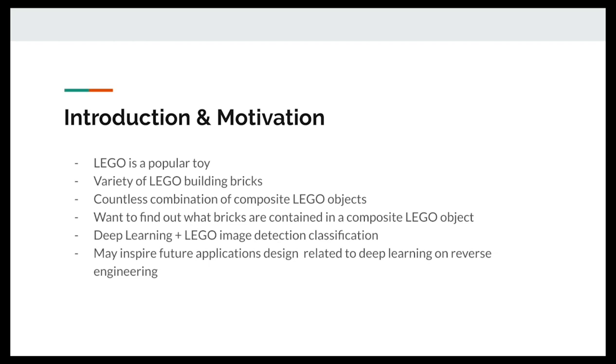What motivates us to do this project is that the world of LEGO has an infinite amount of sets composed of different LEGO pieces. Sometimes, when we see images of these complete LEGO sets on the internet, we wonder what pieces are in these images. It would be useful if there were an automated way of finding out what LEGO pieces are contained in an image of a composite LEGO object. This idea has easily led us to object detection and classification using deep learning methods.